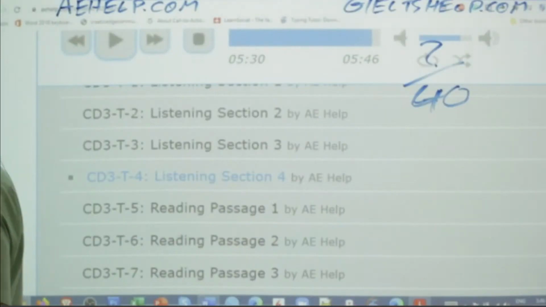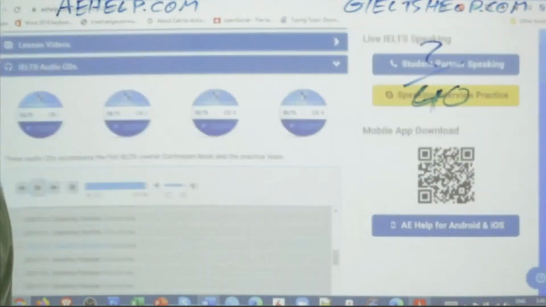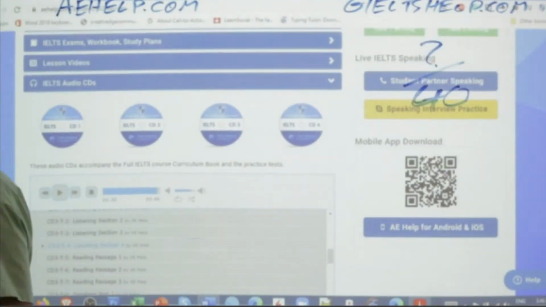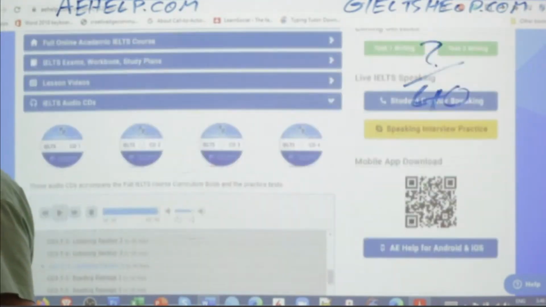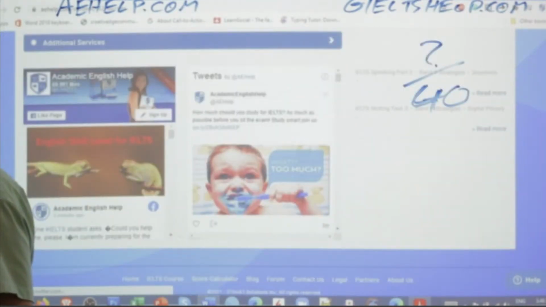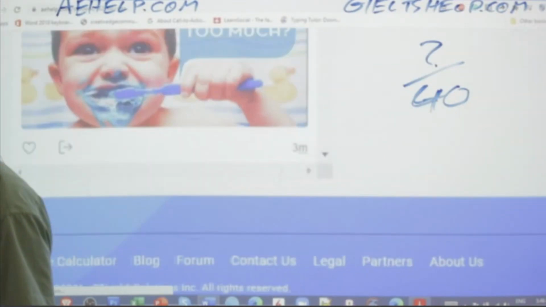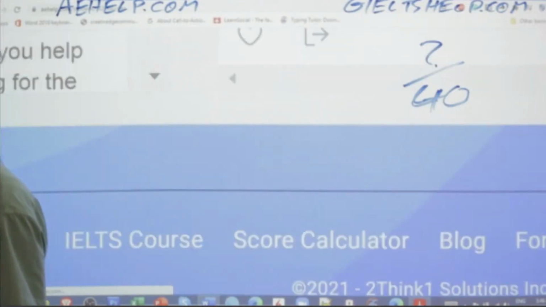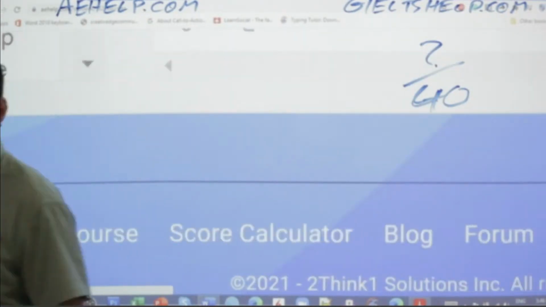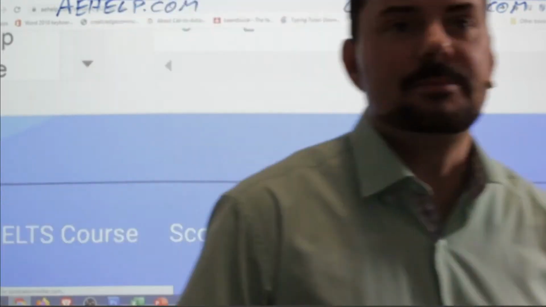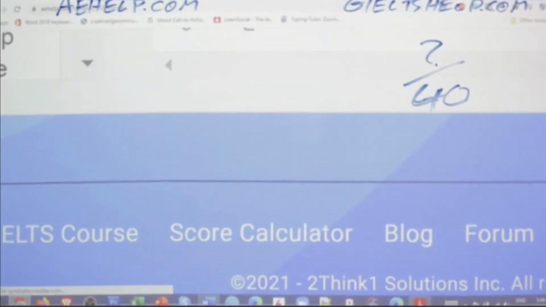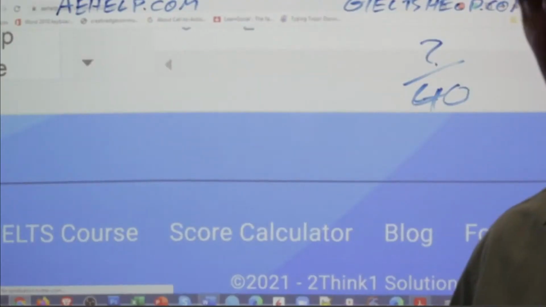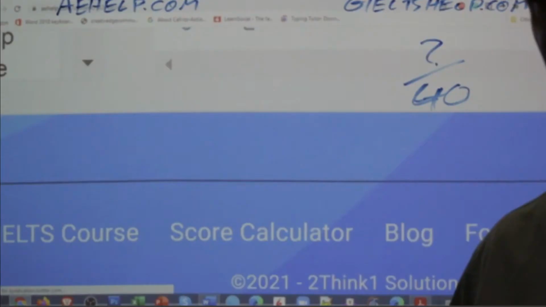If you go to our website, again, lots of help on our websites, lots and lots of content on our websites. At the bottom of the website, you even have this score calculator at the very bottom. Let me show you how it works. It's kind of fun. It's really easy to use. You can check this out on your mobile as well.